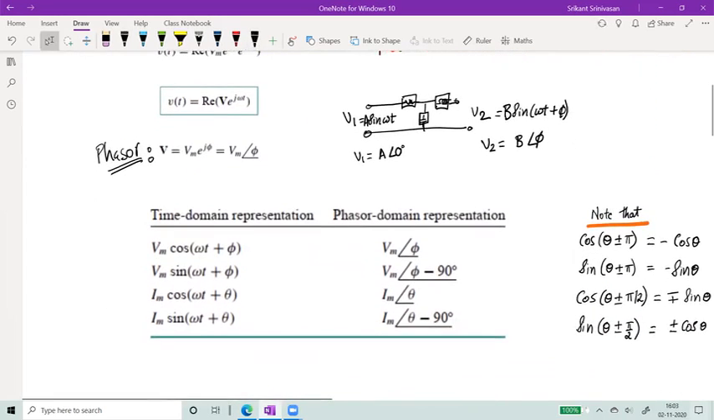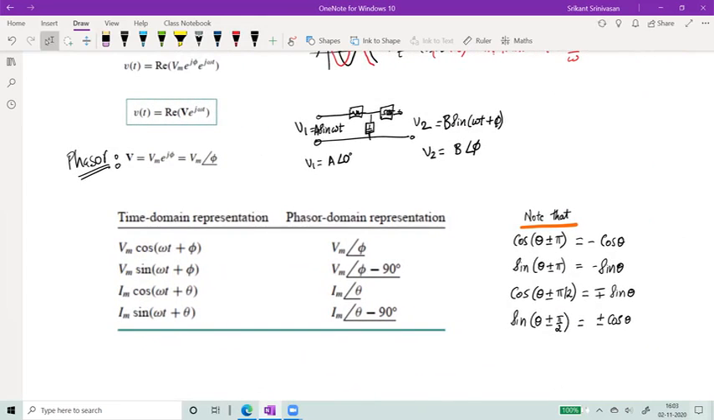So let's look at the different notations. Supposing I have the voltage as Vm cos omega t plus phi, then just like I told you, in the phasor, magnitude is Vm, angle is phi. What about if it is Vm sine omega t plus phi? Then in this case, you know that sine omega t is nothing but cos omega t minus pi by 2, right? There are some identities I've written on the side. Cos theta minus pi by 2 is plus sine theta, so sine theta can be written as cos theta minus pi by 2.